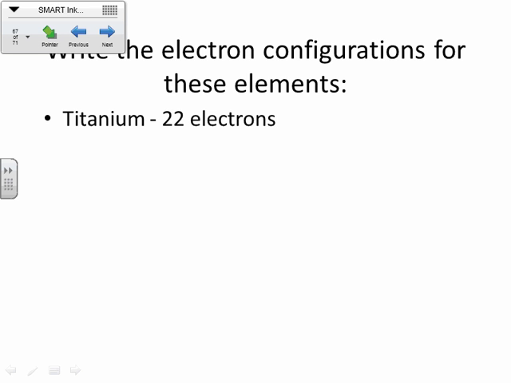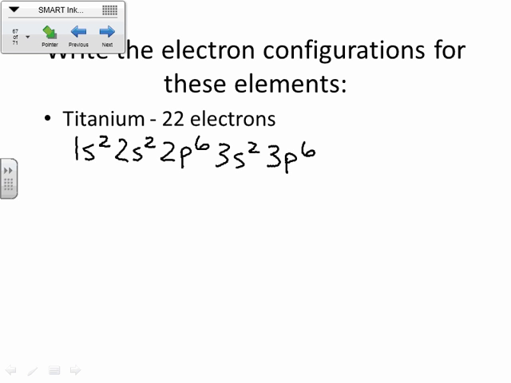Now, titanium has 22 electrons. So the first 2 electrons are going to go into which orbital? 1s. So we're going to start by saying 1s2, right? Then what? 2s, then the 2s2, okay? Then what? 2p, but 6 electrons can go into the 2p's, right? Then what? 3s, and 2 electrons can go in there. Then what? 3p, and again, 6 electrons can go in there.